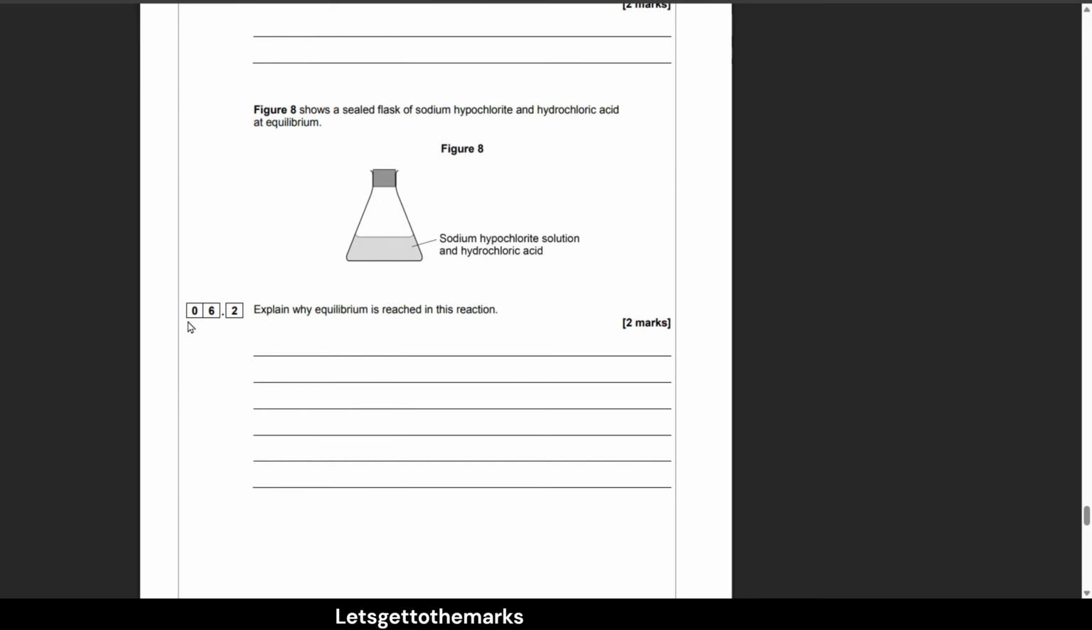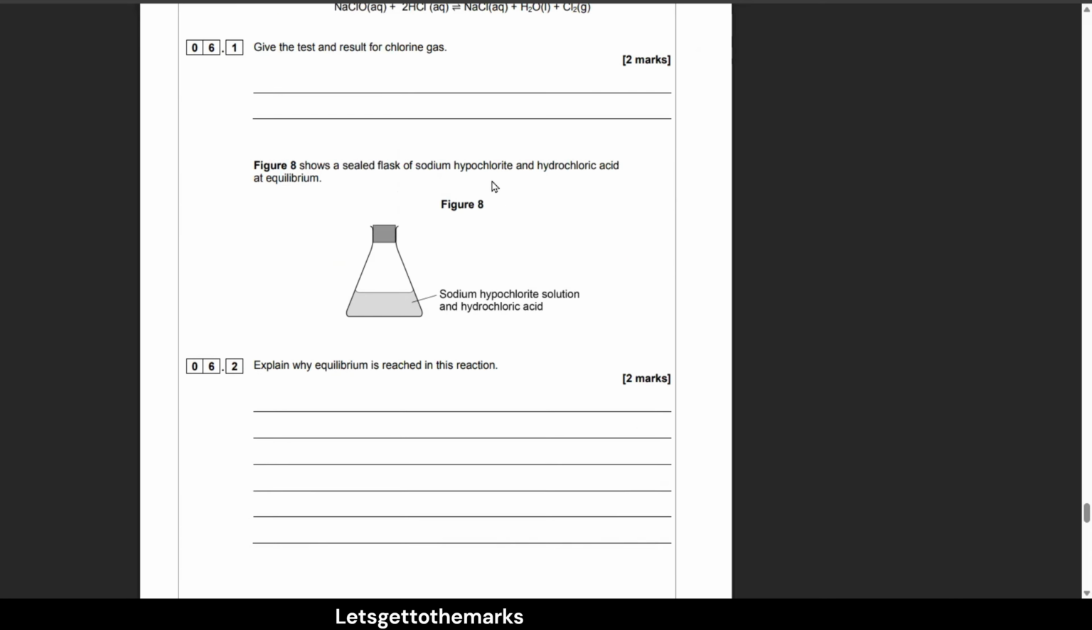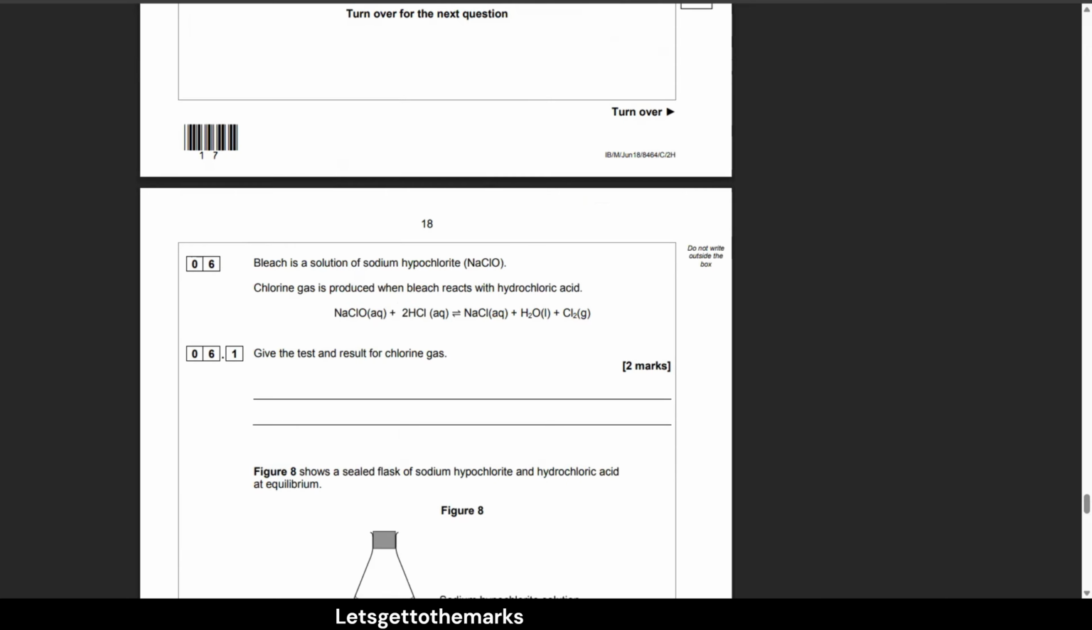Figure 8 shows a sealed flask of sodium hypochlorite and hydrochloric acid at equilibrium. Explain why equilibrium is reached in this reaction. Have a look. What have they got? In order to have equilibrium, there's some factors you need. And let's go up here. Can you spot why this is a reaction that can reach equilibrium?